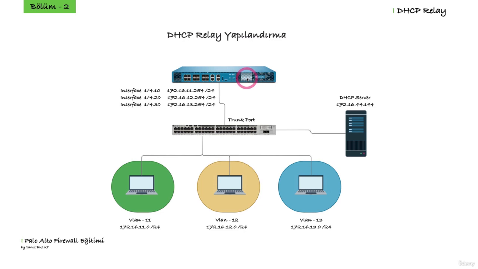To summarize, the user here will broadcast the DHCP discovery packet on the network, and the default gateway will forward this packet to the DHCP server, and the DHCP server will give the IP address to the user here.